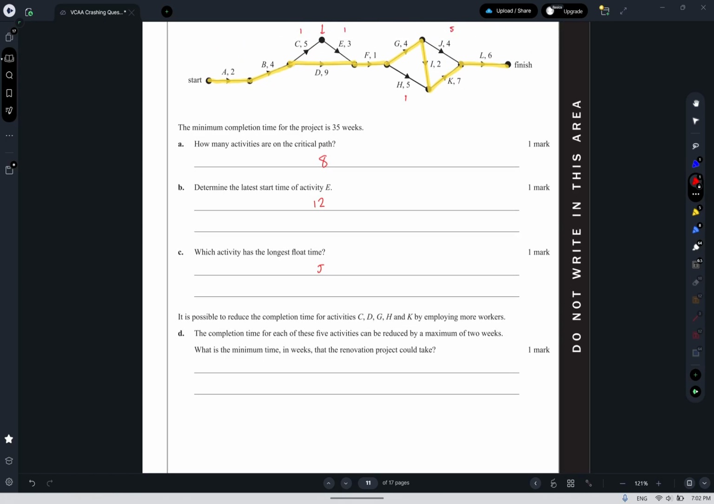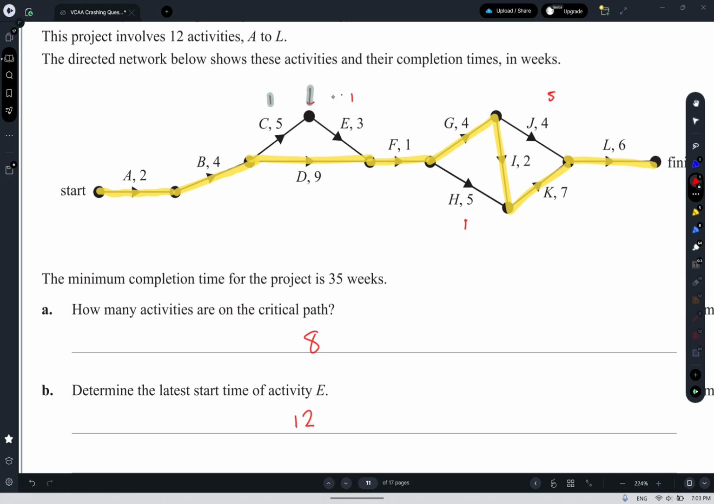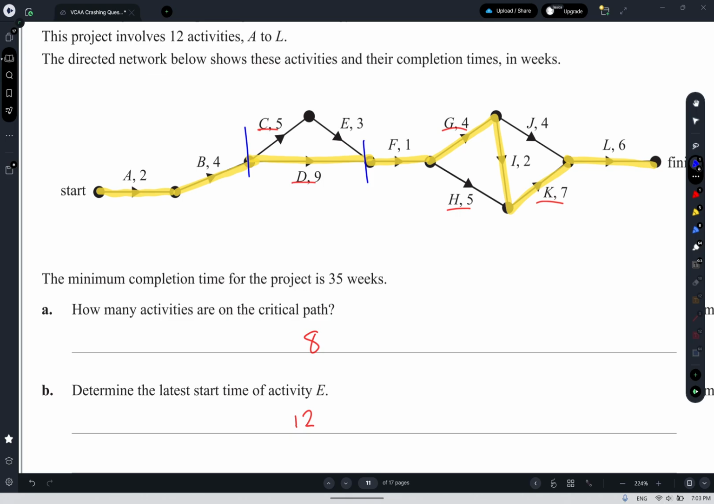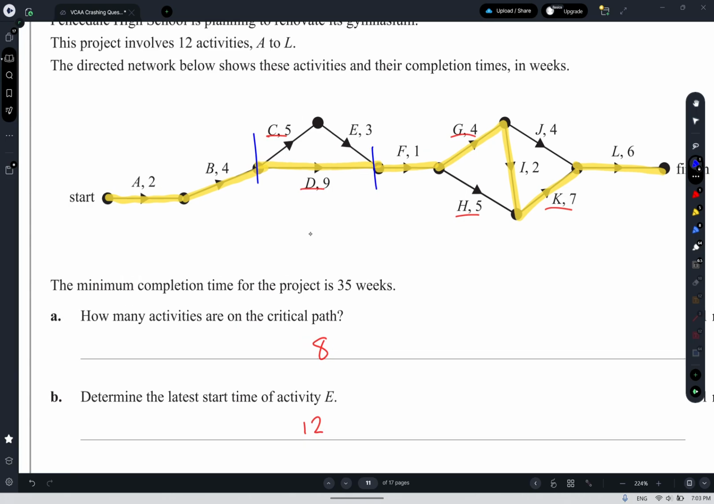I can reduce C, D, G, H, and K each by 2. Reducing C and D by 2 would reduce the critical path by 2, because this route would then become 7 through the D or 6 through the C and the E. So that's going to reduce it by 2 total.